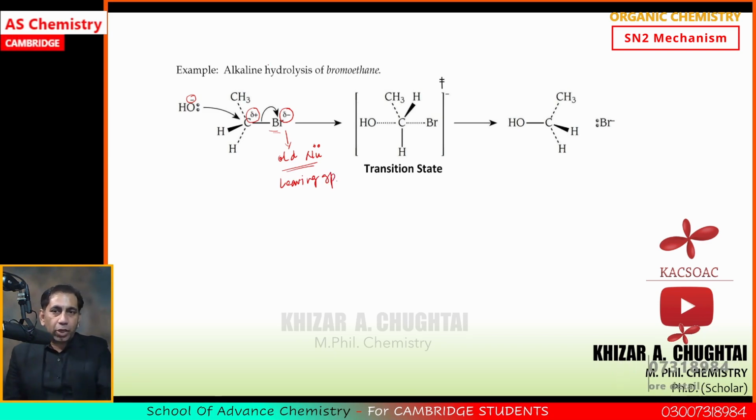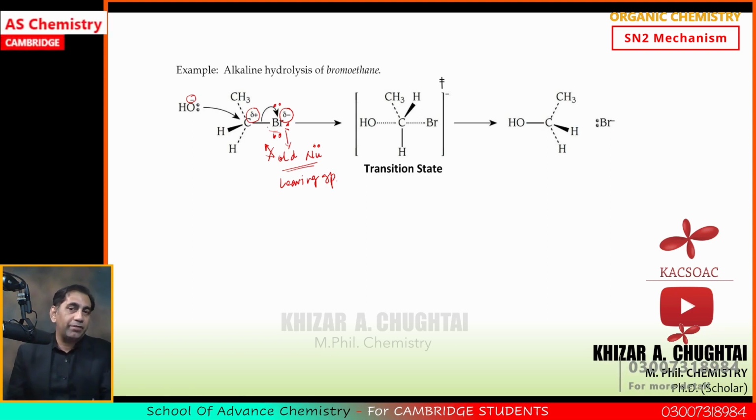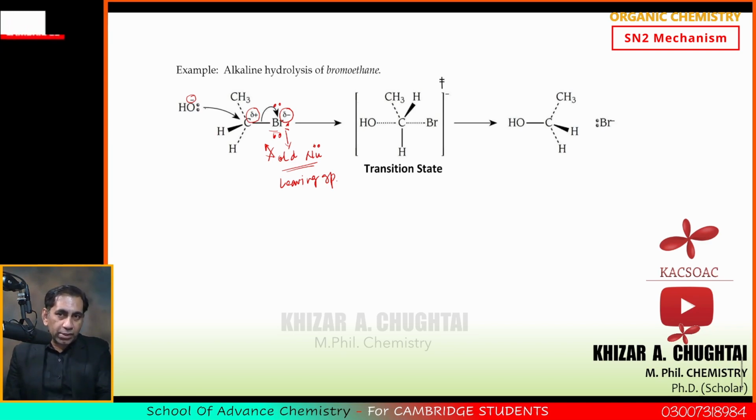This OH cannot attack from this side because of the repulsion from the electrons of the old nucleophile or leaving group. So there is only one chance to approach this carbon, exactly from behind, from the opposite side of the leaving group. So this OH is going to approach this carbon from the opposite side of the Br. This is the curly arrow. At the same time, this C-Br bond is broken. And this is the symbol of the transition state.